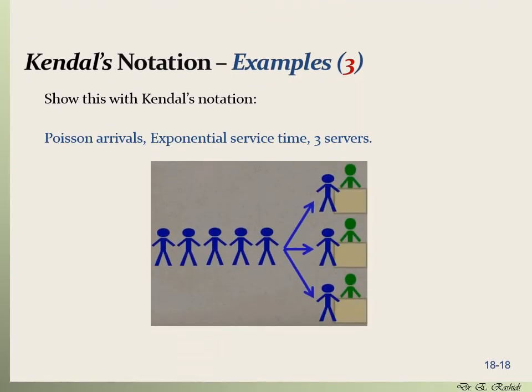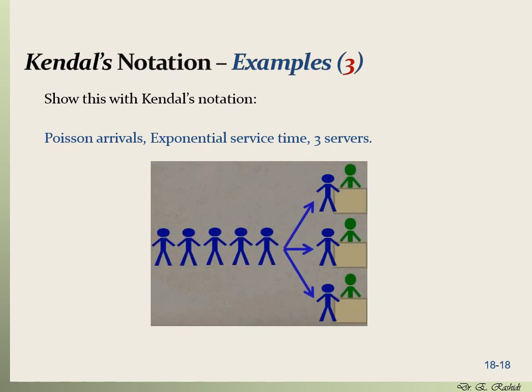Next example, we want to show this queue with Kendall's notation. So we have one line here. The arrivals follow a Poisson distribution. The service time follows an exponential distribution. But we have 3 servers. 1 phase, but 3 servers. How would you show this with Kendall's notation? So please pause, try to come up with the notation, and then come back to see how it is done.